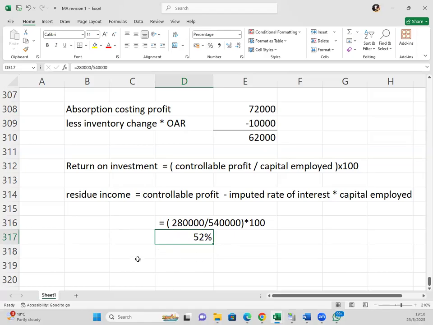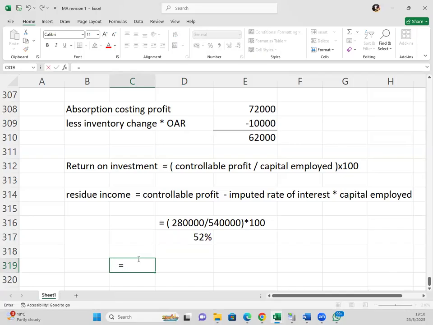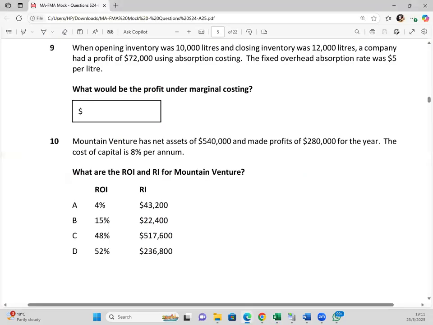Then residual income. The controllable profit is still 280,000 in this case, minus the imputed rate of interest. If you're given the cost of capital, we can use the cost of capital. How much was the cost of capital? We are given 8%.